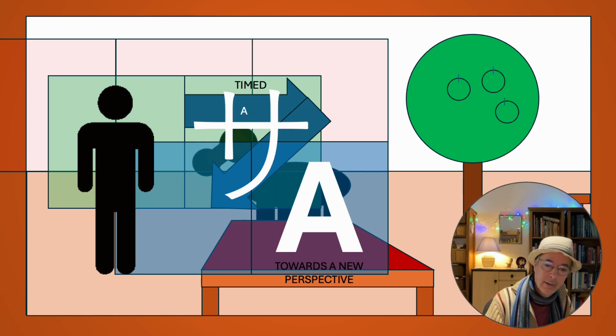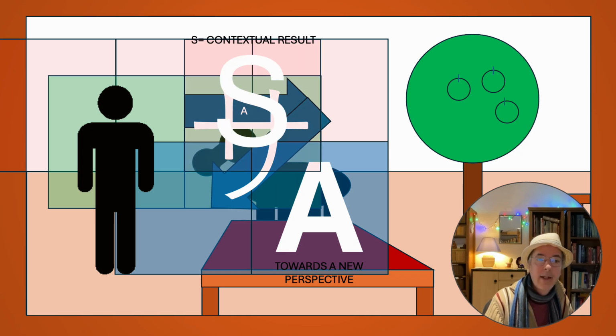The next combination of letters, if I'm not mistaken, is Sa. I can still not remember them very well. Here we go also towards a new perspective. The S somewhat fits there.